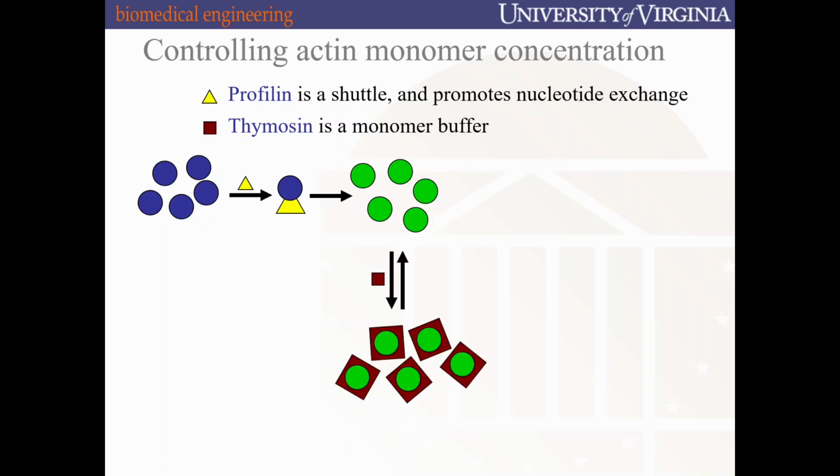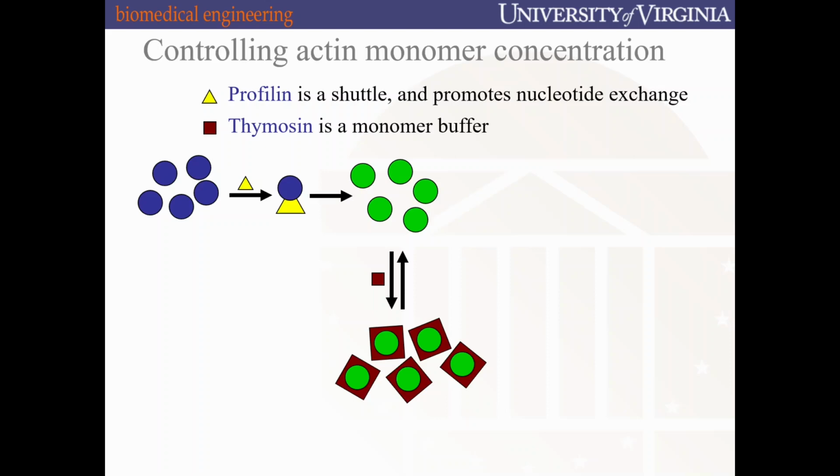Next, we have thymosin, which acts as a monomer buffer. What this means is that it binds actin ATP monomers and sequesters them away, keeping them from polymerizing into actin microfilaments. This may seem a little counterintuitive, but the idea here is that this provides a way for the cell to store up actin monomers, which then can be used all at once when they're needed for rapid polymerization.